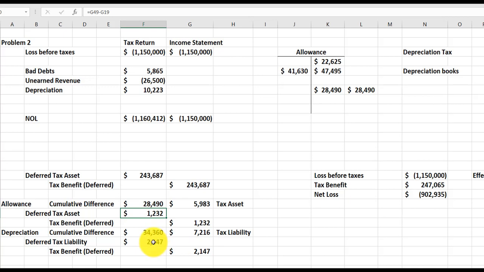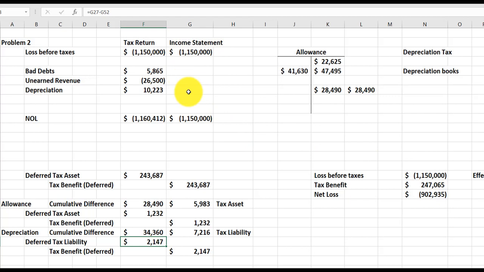Depreciation is going to go the other way. We're going to debit the tax liability because our new cumulative difference is here, multiplied by the tax rate here. The deferred tax liability is going to go down. So we debit the liability and we credit tax benefit or tax expense, however you want to describe that. So our total tax benefit is going to be $247,065.